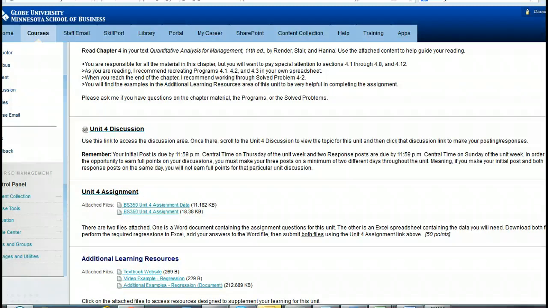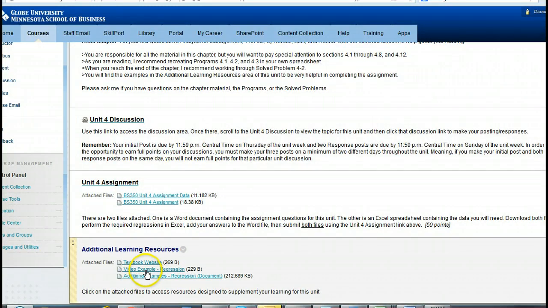And I also wanted to mention to you here in the Unit 4 content area, there are a couple of examples to help you walk through some regression analysis problems. The second one is actually a video from YouTube, so that may help you to see someone walking through a regression analysis problem live, visually, rather than just following along with the text, or in addition to following along with the text.